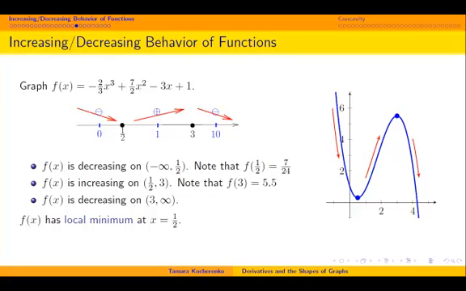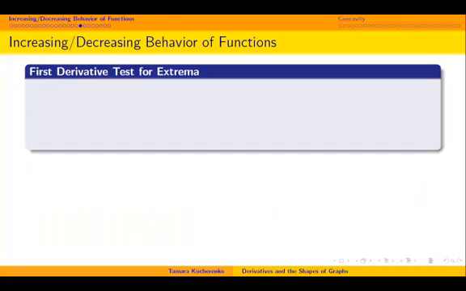Similarly, since f of x is increasing before 3 and decreasing after 3, the highest, locally, point on the graph is at x equals 3. Therefore, f has a local maximum at x equals 3. Such observations are the basis of the first derivative test for extrema.